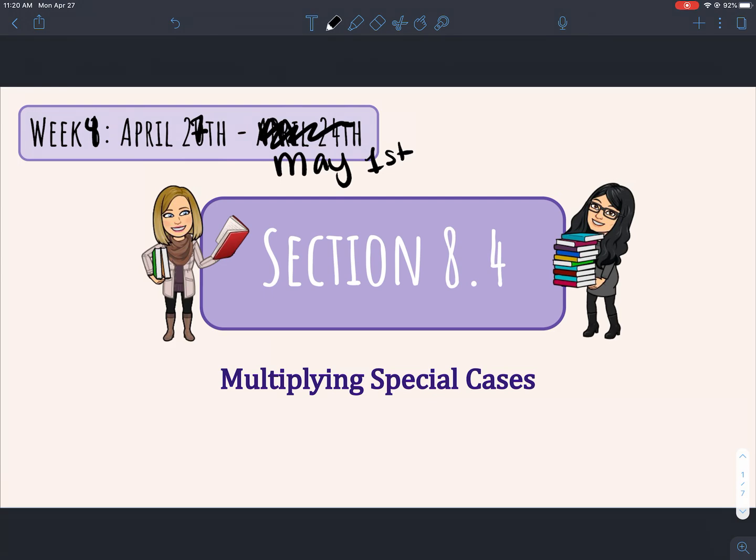Anyway, we will be looking at special cases this week. Very similar to last week, we will be using FOIL for this. I do prefer FOIL because it takes up less space, but if you still prefer the table method, that's totally fine. I will say moving forward, FOIL might be the easier option, especially when we get into further sections.